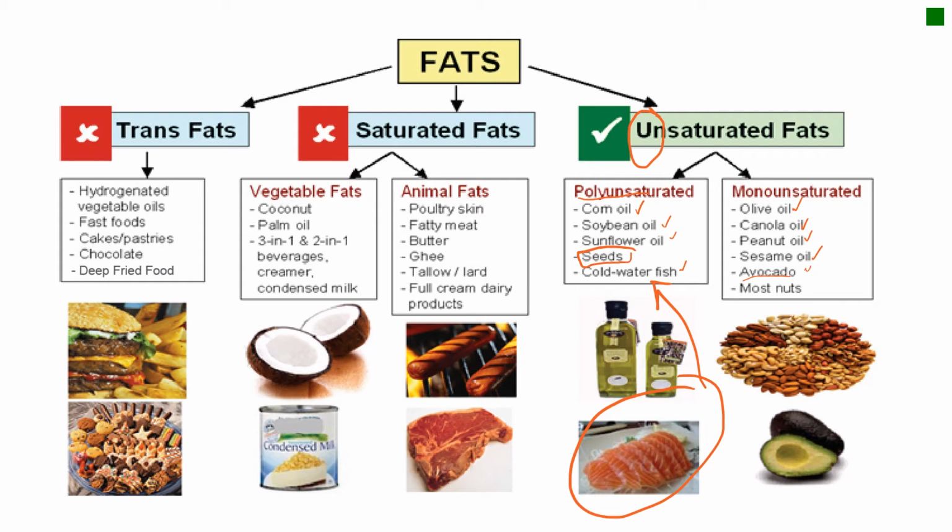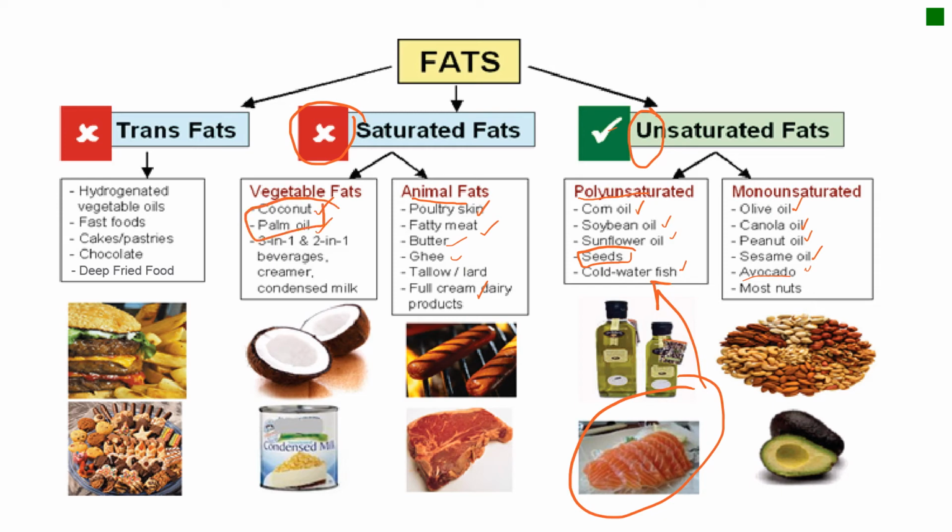Okay, and then the next one is saturated fat. Well, it is not truly a no-no, but if you can, please limit the consumption of this fat, right? So for sure, you know that animal fats are saturated fat. It comes from chicken, poultry, fatty meat, butter, ghee, dairy products, full cream milk. They must contain lots of saturated fatty acid. And some vegetable sources also have saturated fatty acid, such as coconut oil and palm oil.